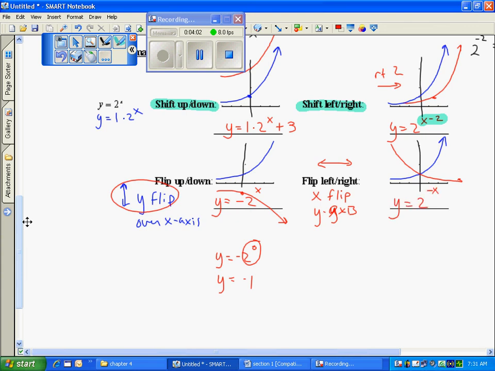Well, that looks like a decay graph. Well, if you think about decay, we said that the b value had to be less than 1. Looking at my b value, it's a 2, but as soon as I put a negative power on that, the b value becomes less than 1.